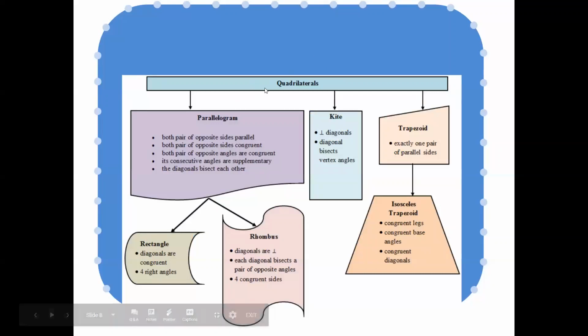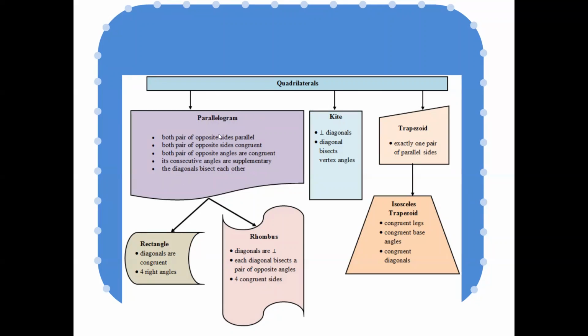General overview, so quadrilaterals. Then underneath quadrilaterals, we have parallelogram, kite, and trapezoid. Parallelograms, again, have both pairs of opposite sides parallel, both pairs of opposite sides congruent, and both pairs of opposite angles congruent. Other characteristics are that consecutive angles are supplementary and the diagonals bisect each other.